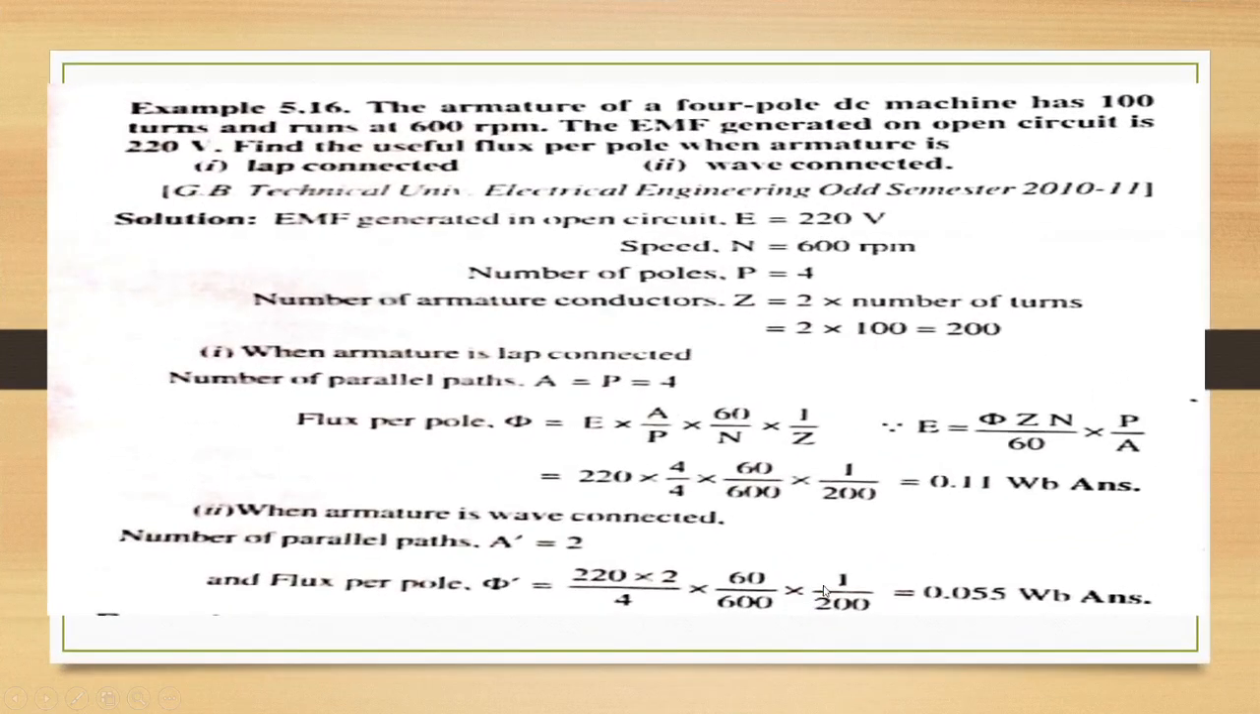Next numerical. Armature of a 4-pole DC machine has 100 turns and runs at 600 rpm. EMF generated on open circuit is 220 volts. Find the useful flux per pole when armature is lap connected and wave connected.